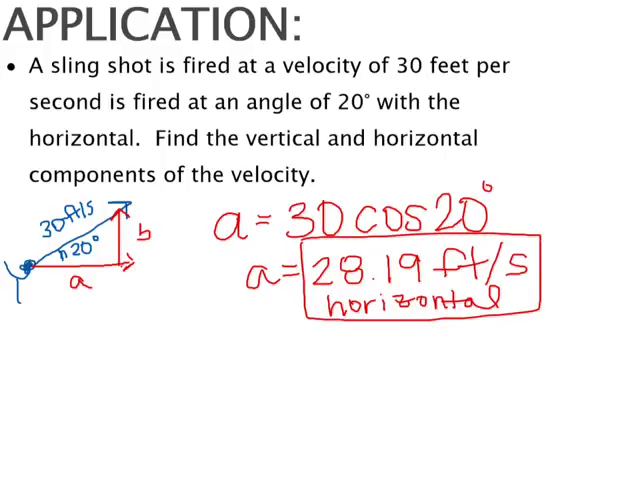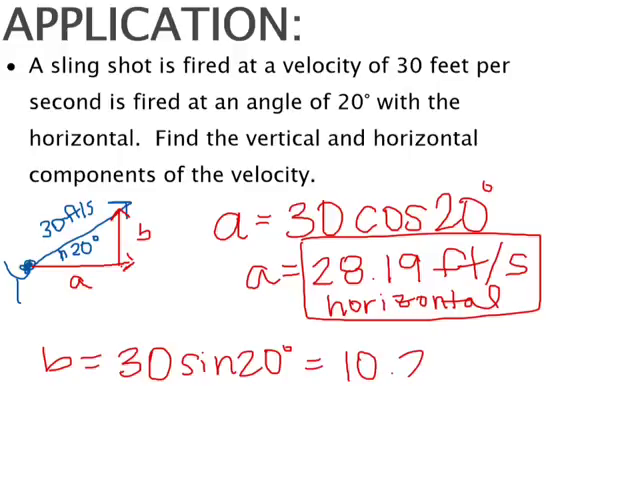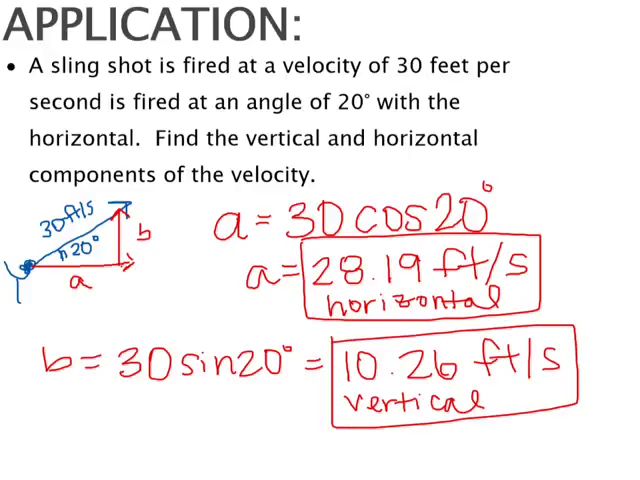Okay. For our vertical component, we are going to take 30, which is our magnitude, times the sine of 20 degrees to get 10.26. Once again, our label is going to be the same as the magnitude, feet per second, and so that represents the vertical component.